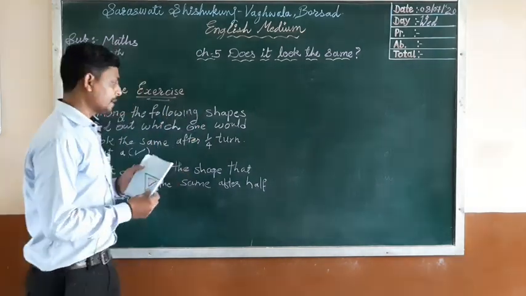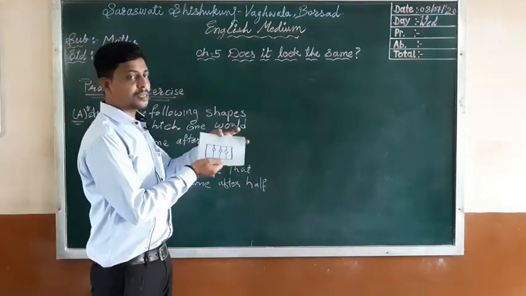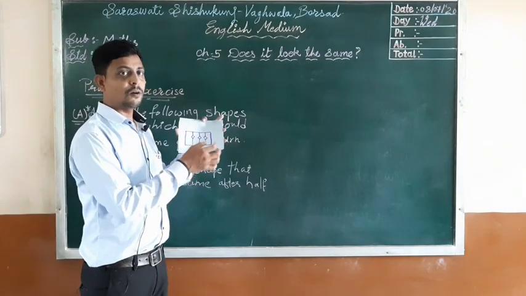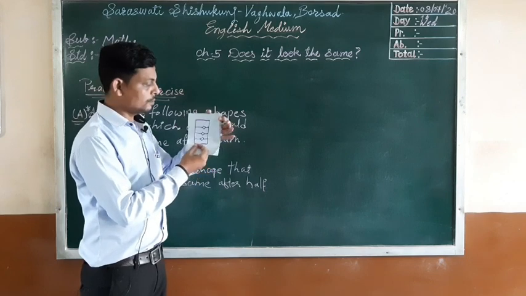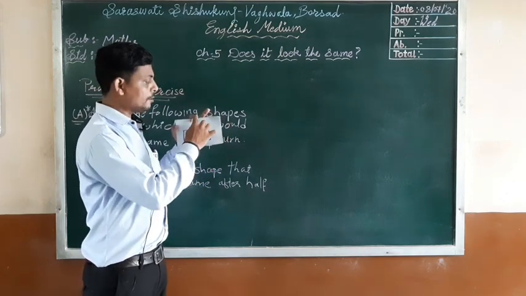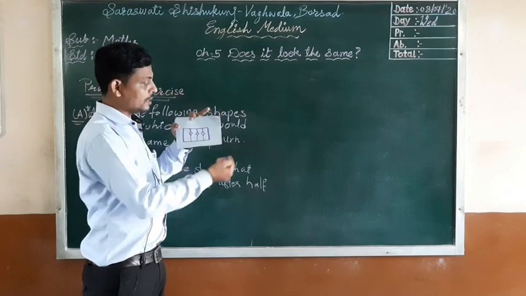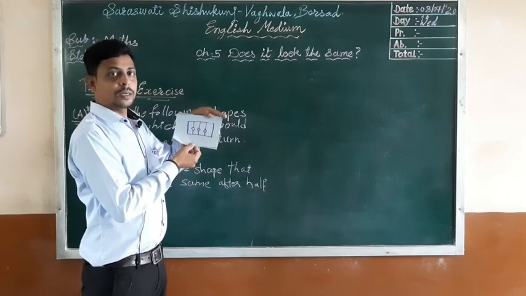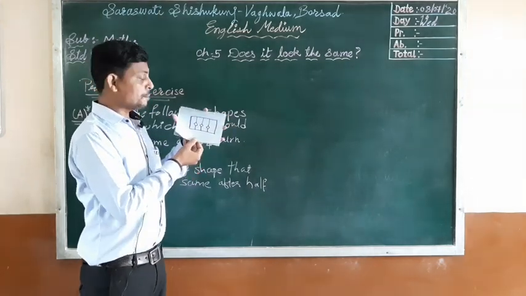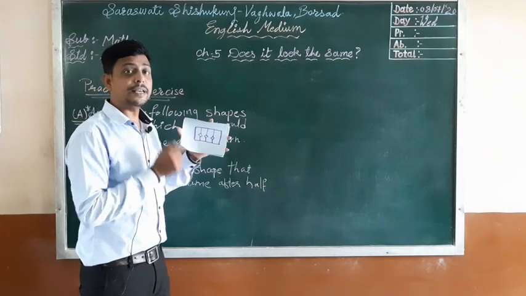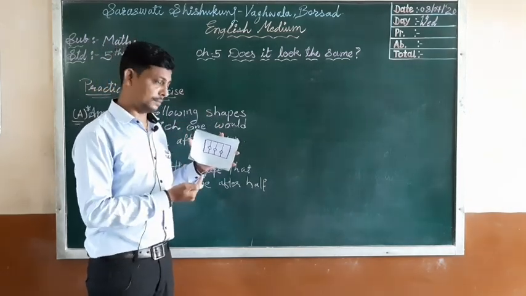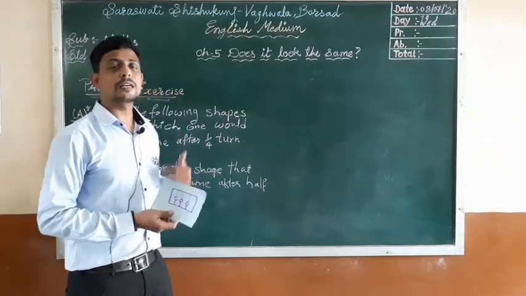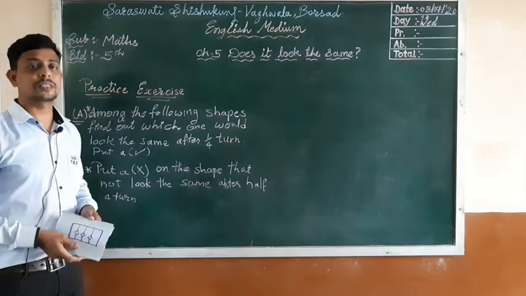So cross mark. Next picture, it is a picture of a window. If we do a half rotation of this picture, does it look the same or not? So let us do it. This is half. Okay, when we rotate this into half, this side will come downside. In this picture you can say that the picture remains the same on a half turn. So here we have to do a tick mark. Hope you have understood these two questions. Now we will move to the next question.